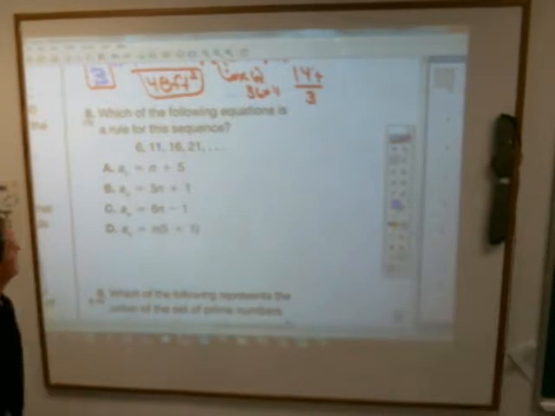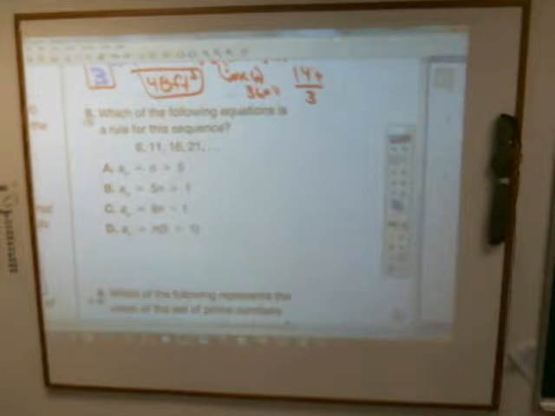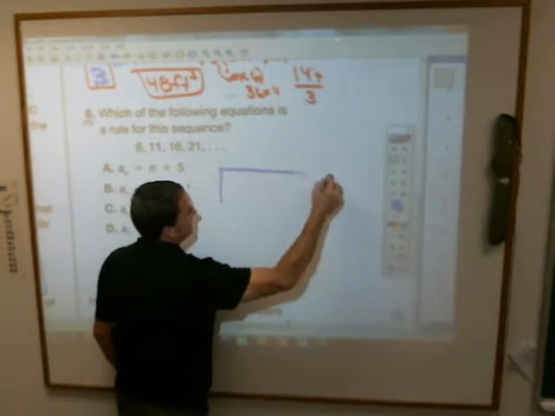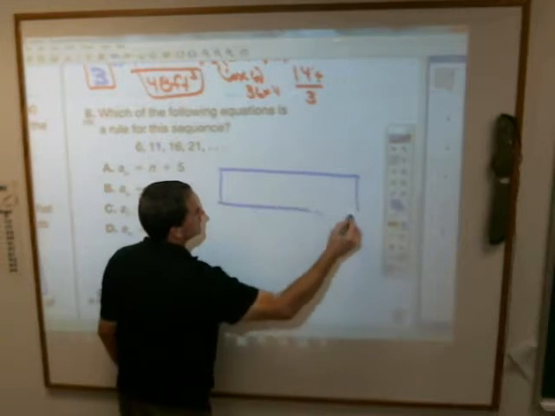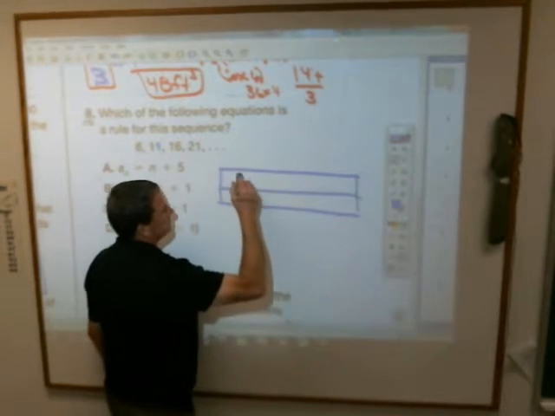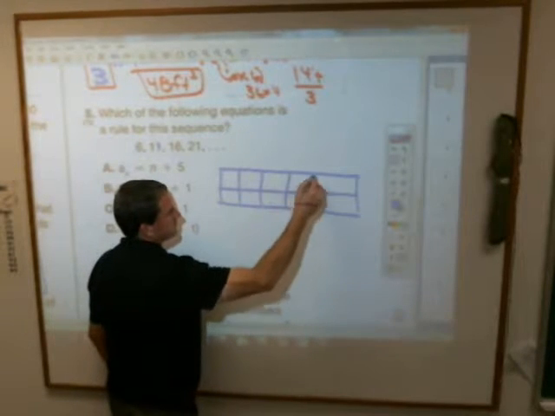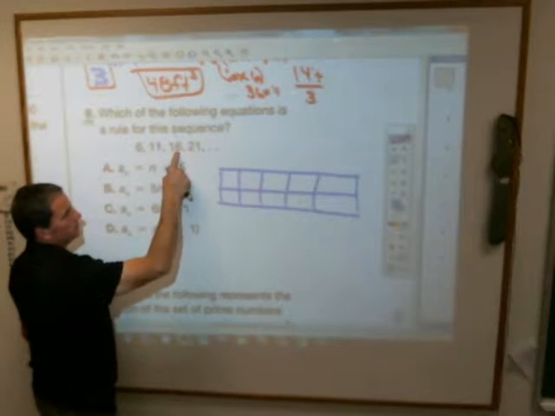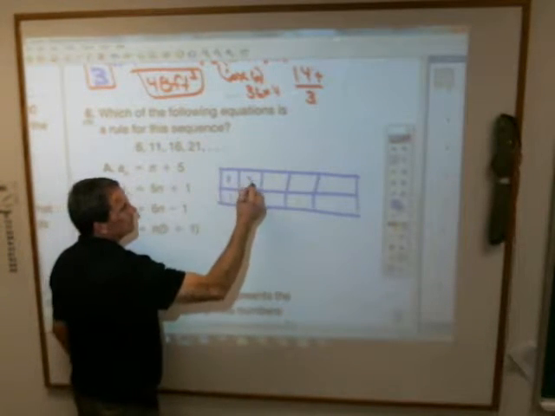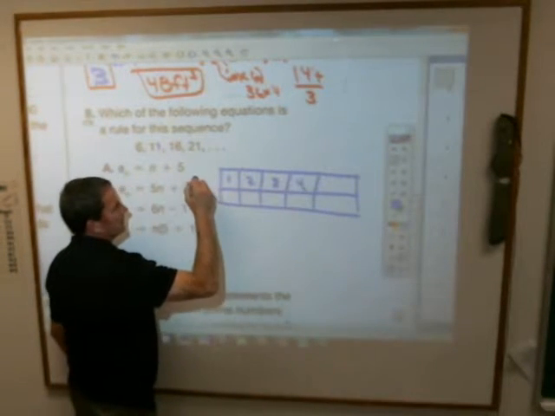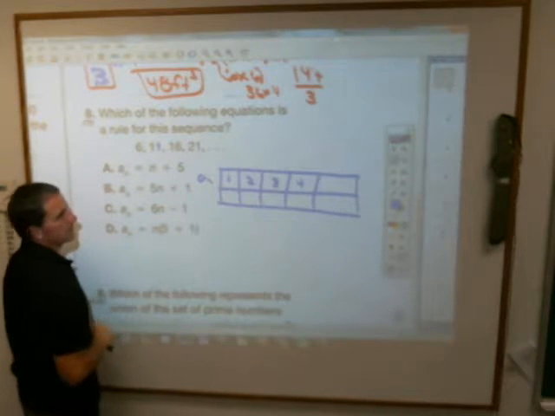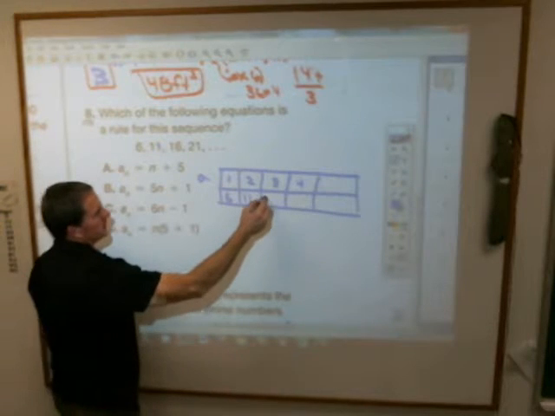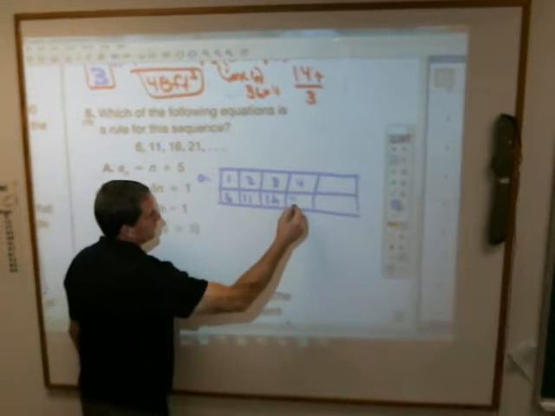Which is the following rule for this sequence? This is what I do, and I kid you not. This would be really what I would do in real life. I would make a table, and I would do this. Okay, this is your first term, second term, third term, fourth term. 1, 2, 3, 4. This is the number of the term. First one is 6, next one is 11, next one is 16, next one is 21.